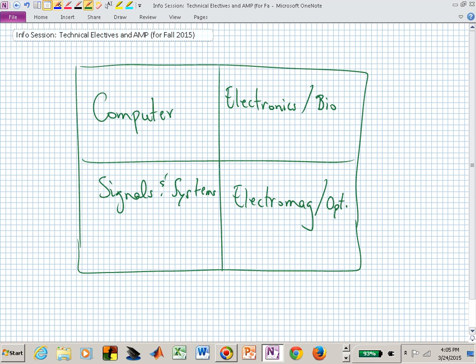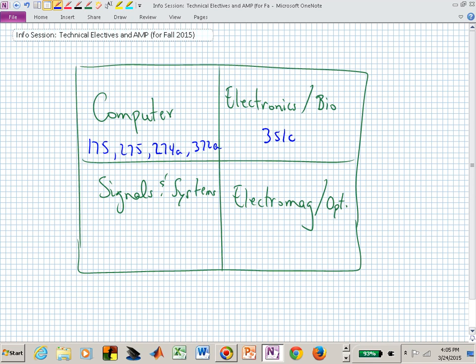For example, in computer, if you liked 175 or 275 or 274A or 372, whatever that letter needs to be after 372, if you liked those classes, you might think about picking some of your technical elective courses in the computer area. Even if you didn't like those, maybe you would benefit from taking some of the computer engineering options at the technical elective level.